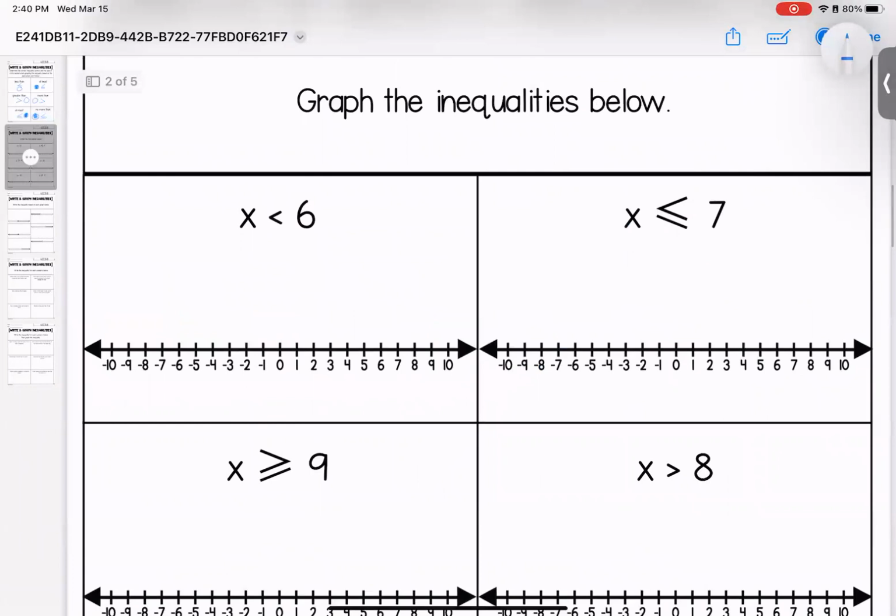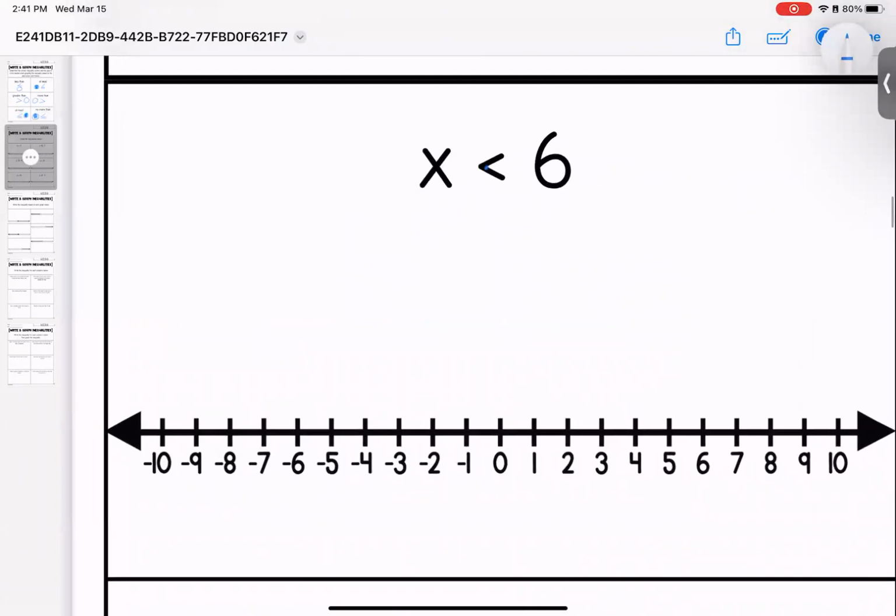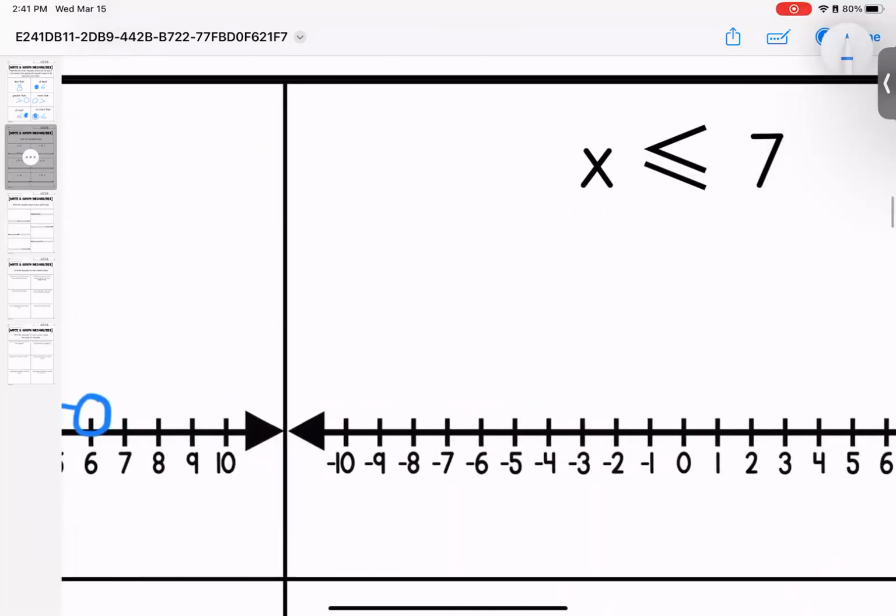All right, Nuggets, it's time to graph our inequalities. Remember that our inequality sign is the key to our arrow. Make sure that it is pointing in the right direction. So if I have X is less than 6, I'm going to go to 6. I'm going to draw my circle. It's going to stay open because it's not or equal to, and I'm going to follow my arrow. X is less than 6.